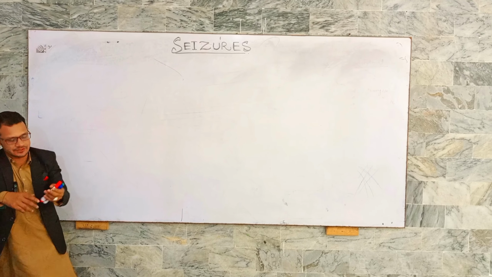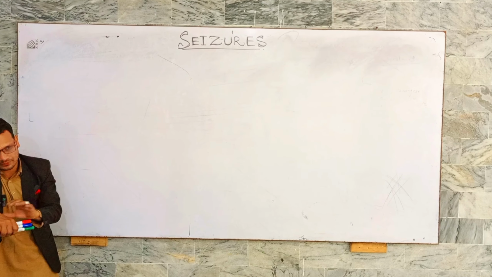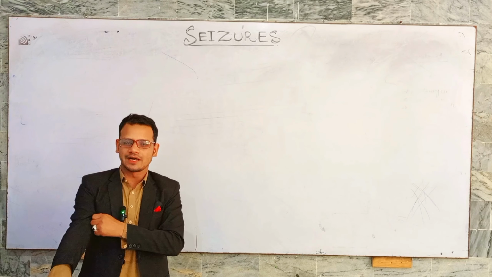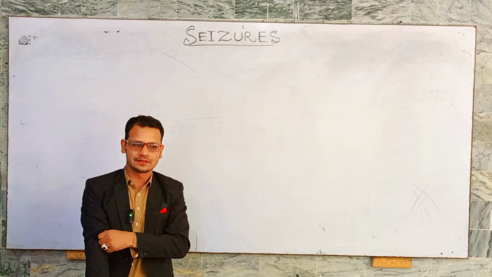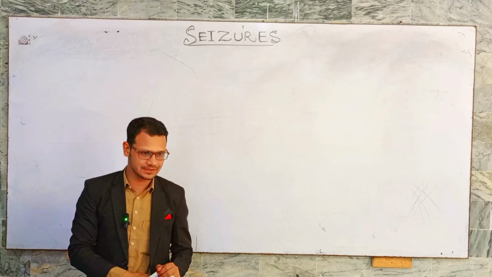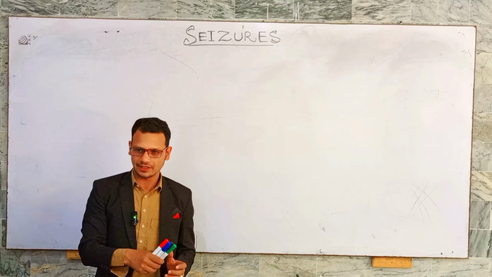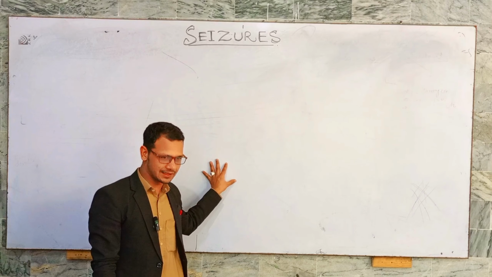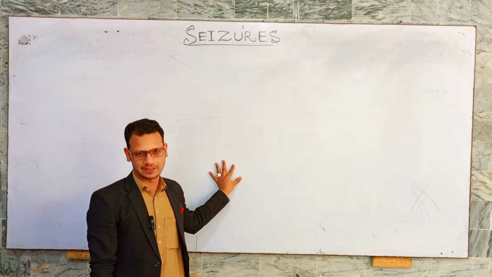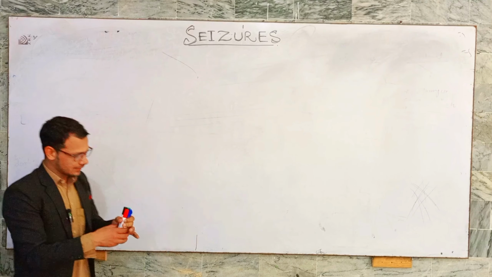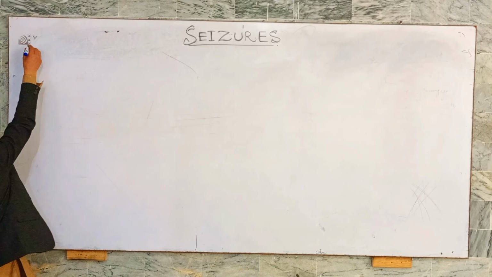Seizures. What are seizures? Anyone? As we all know, the brain works on electric impulses. Our brain has electrical activity. Any abnormal or uncontrolled electrical activity in the brain causes seizures. Right? How can we define seizures?